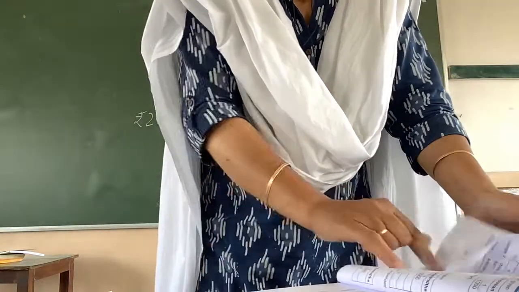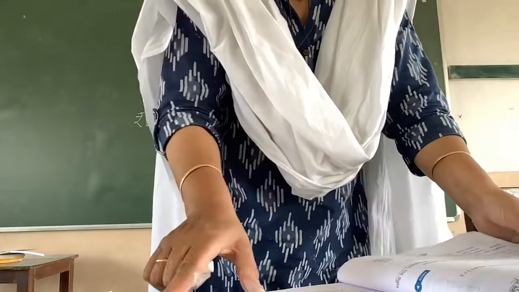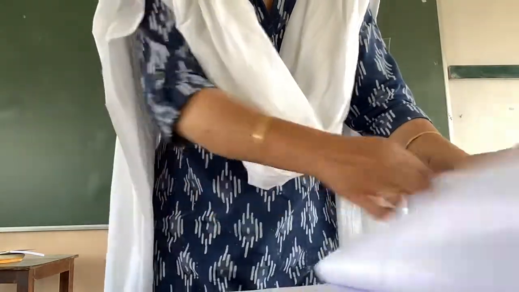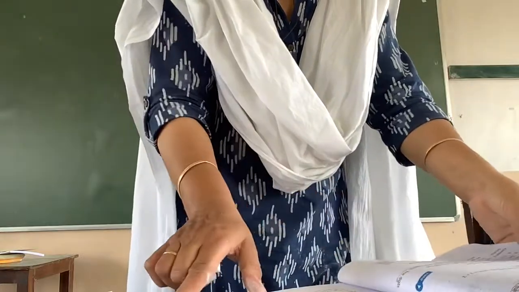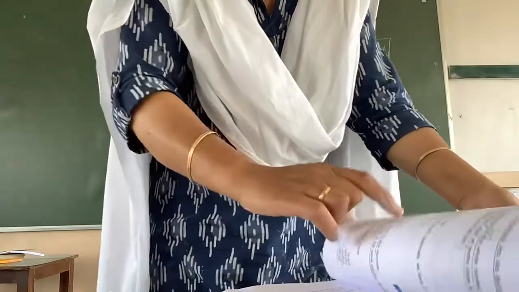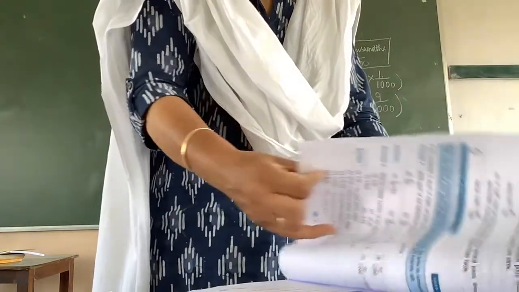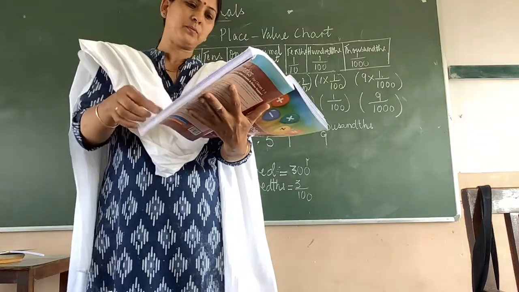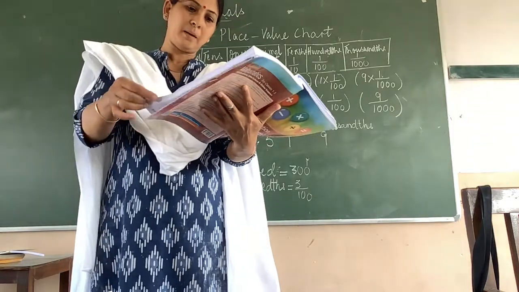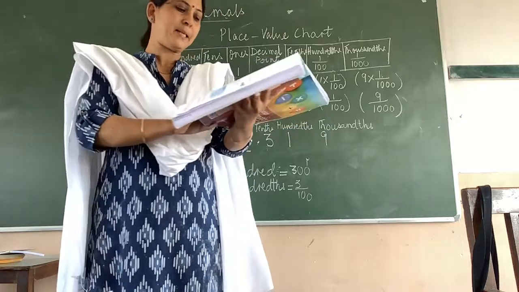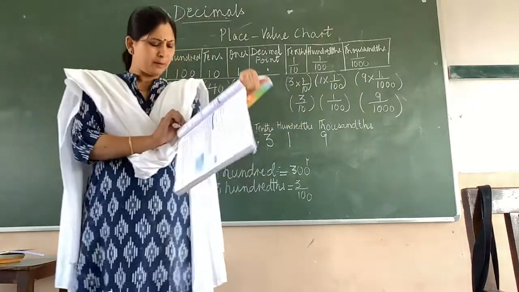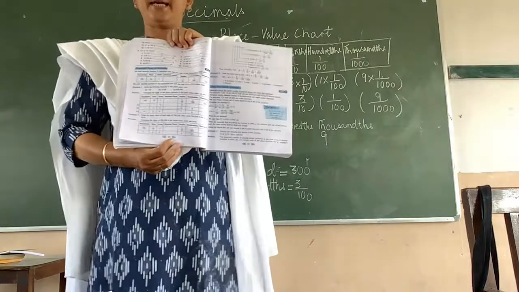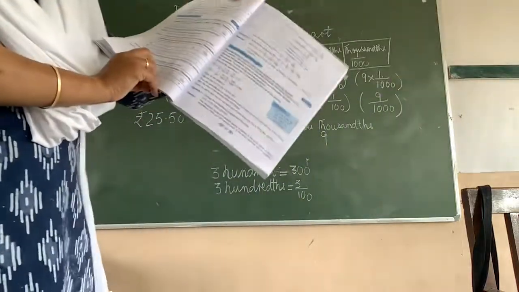Okay children, everybody look in your book. The place value chart is also given in our book. I want to show you that. Oh yes, here it is. Page number 84. Look at this place value chart, children.